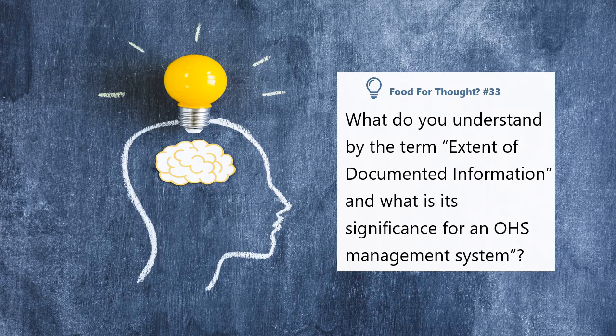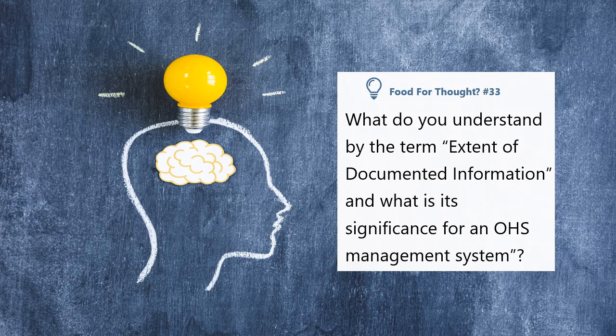to demonstrate that it has implemented and maintained an effective OHS management system in accordance with the requirements of ISO 45001. ISO 45001 requires that organizations establish, implement, maintain, and continually improve their OHS management system, and that they document their system in a way that is appropriate to the nature and size of the organization and to the specific OHS risks and opportunities that the organization faces.